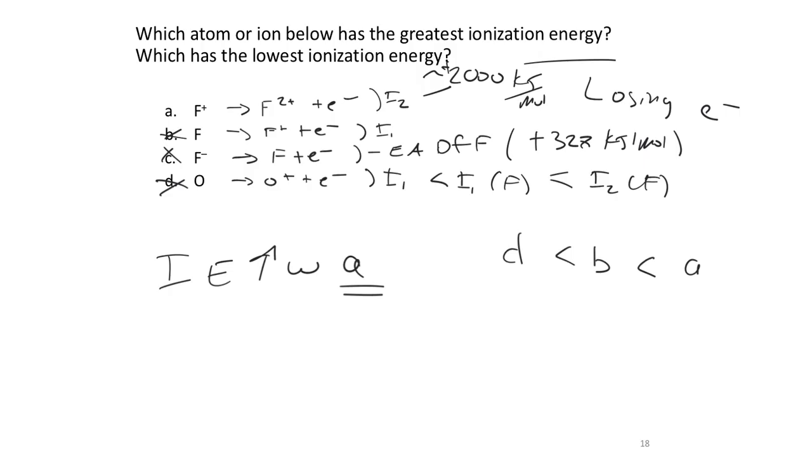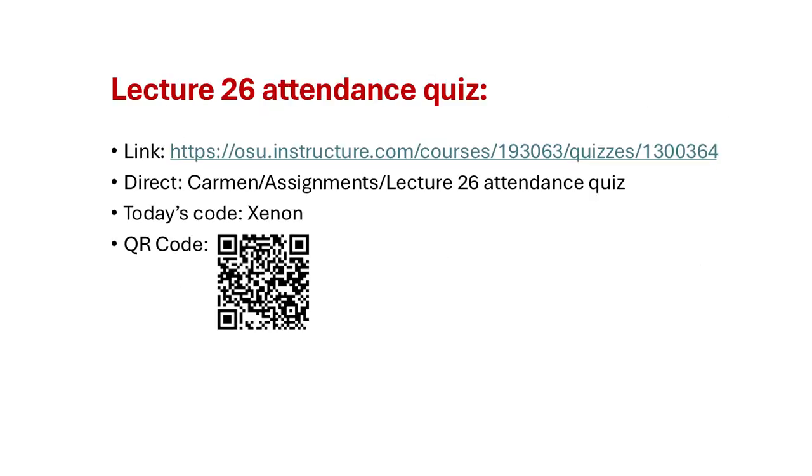So F+ losing an electron should have the highest ionization energy. The lowest ionization energy of these is going to be F minus, because it's the largest of them. It might be kind of tricky to compare O versus F minus, but C is going to be lower because it has that negative charge, a lot bigger, so it's easier to remove that electron. So we can rank order the magnitude we expect for our ionization energies. Let's go ahead and take our quiz here to wrap up.